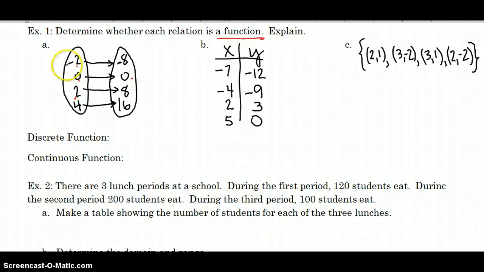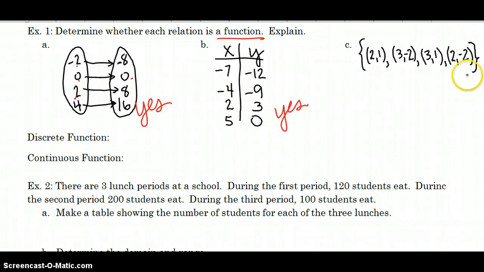So let's check. Does each x have only one y? Looks to me like it does. Every x matches up with one y. What about here where our x and y are in a table? -7 with -12, -4, 2, 3. Every x has one y.